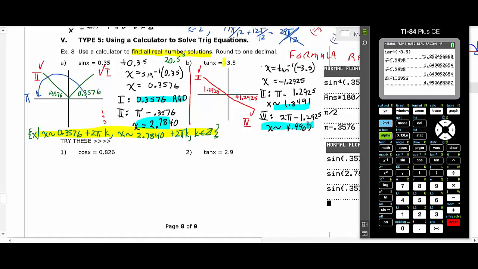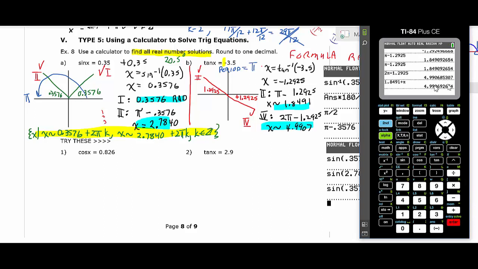Okay, and a couple of things I want to show you on this that are real important. Those are two answers that you have on the interval 0 to 2 pi. But a couple of things I want to show you is that, remember the period of a tangent is pi. So if I was to take this first answer, 1.8491, and if I was to add pi to that, notice what happens. You're going to actually get that second answer anyway. So when we write our formula, this is the way it always works on a tangent. You don't have to worry about that.